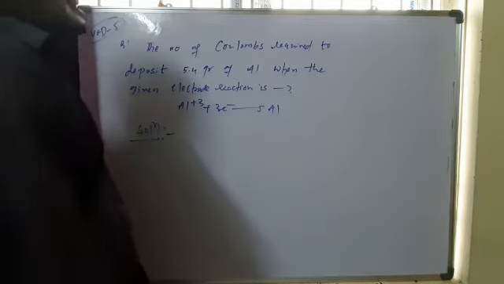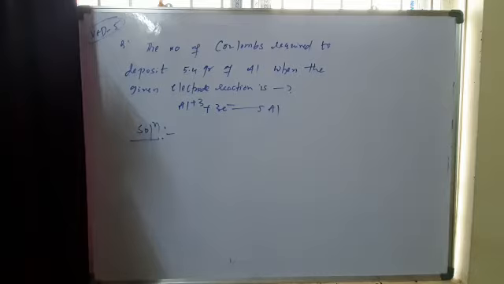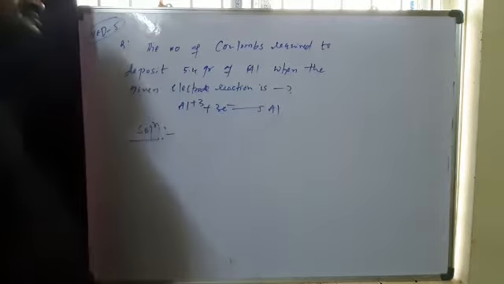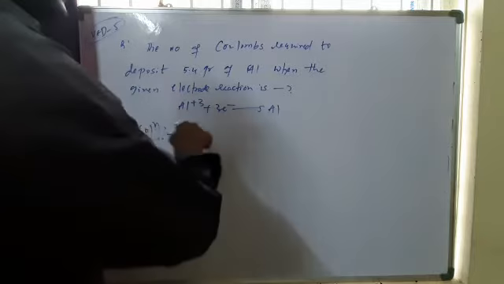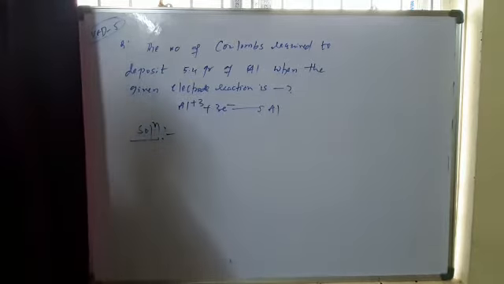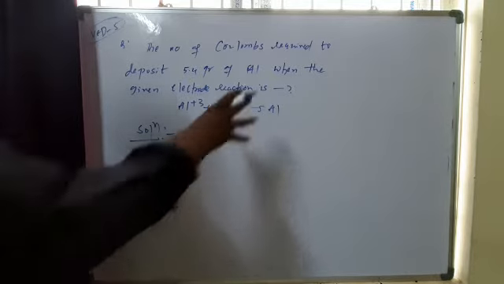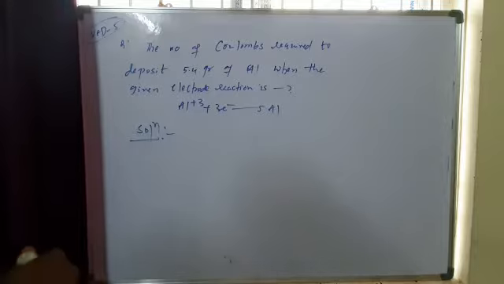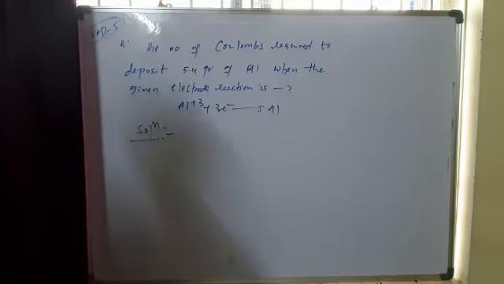Next question is the number of coulombs required to deposit 5.4 grams of aluminium when the given electrode reaction is taking place. So for this reaction, they have taken 5.4 grams of aluminium. To deposit 5.4 grams of aluminium, what is the number of coulombs required? That is the question.